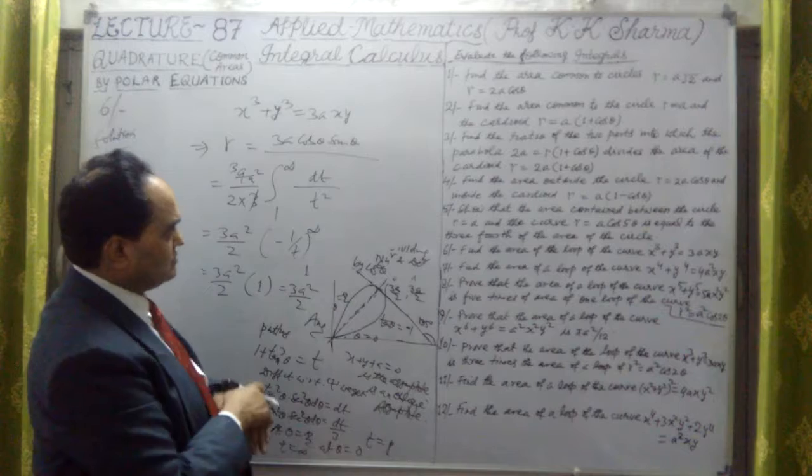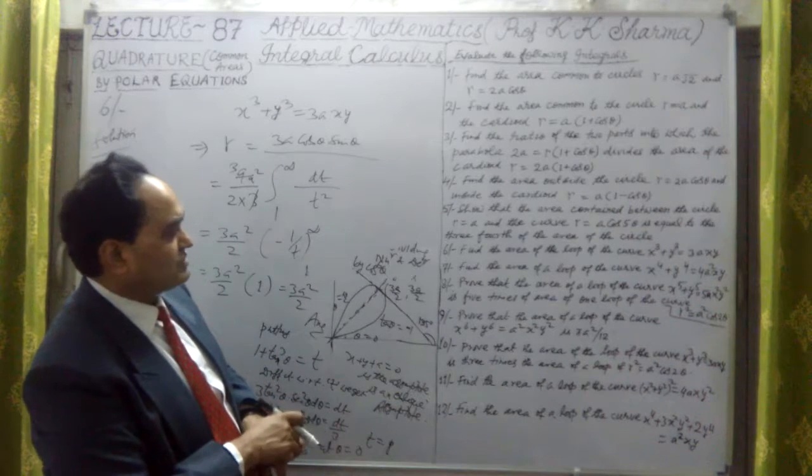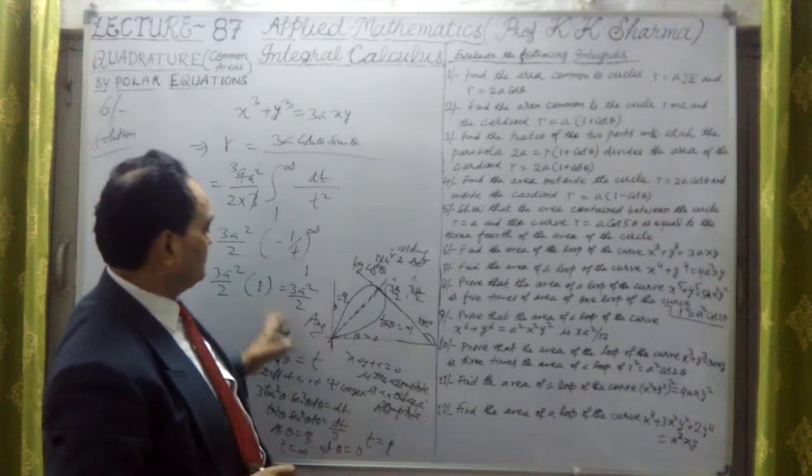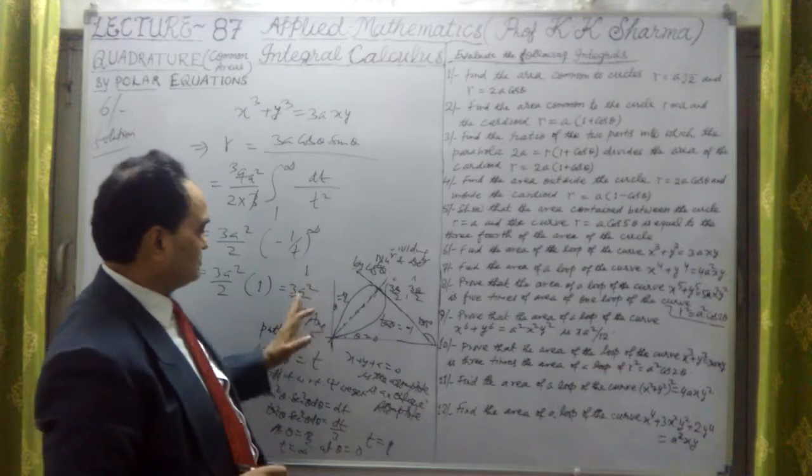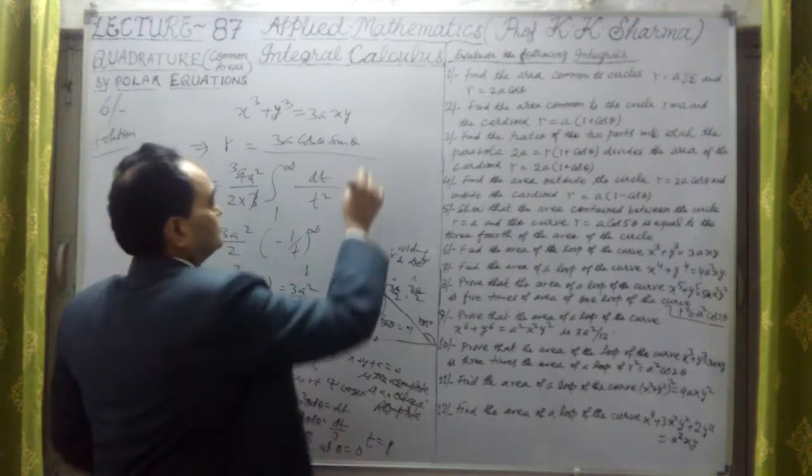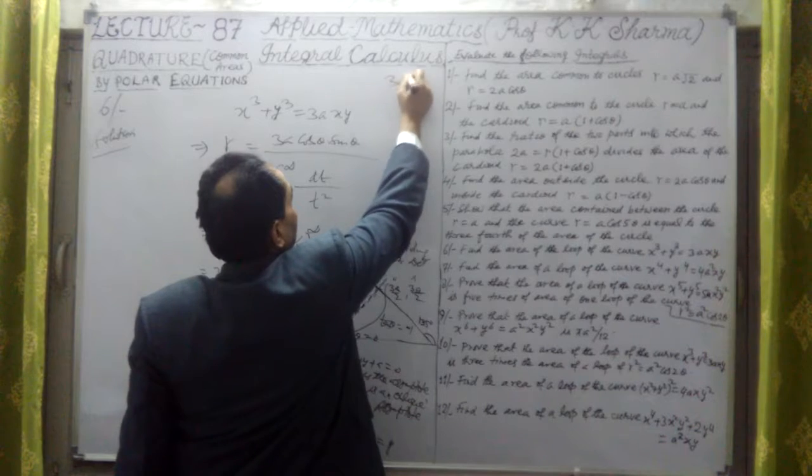What do we have to find? We have to find the area of the loop of the curve. So this is the area of the loop of this curve, and this is the answer here. The area of this loop is 3a square upon 2.